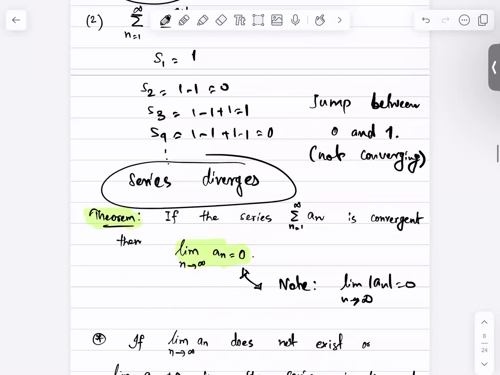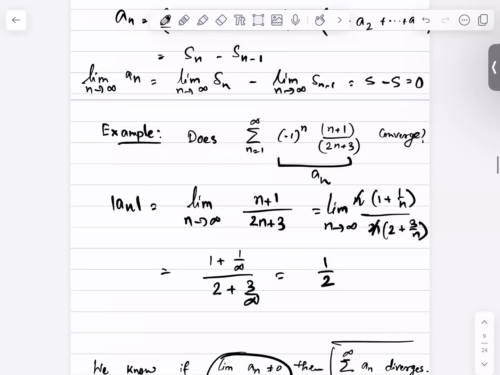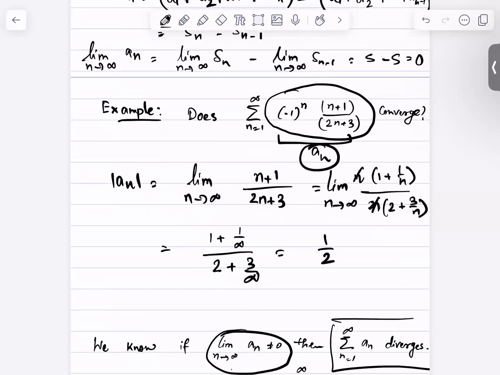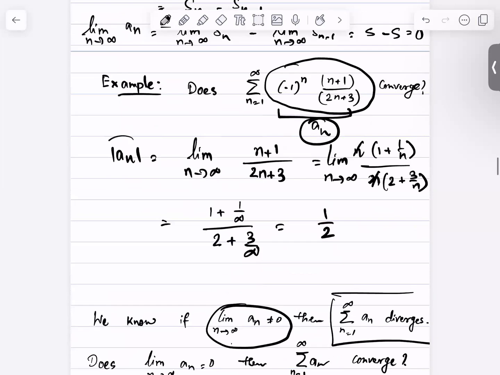But if I just consider the sequence that is in the sum of a certain series, then that is denoted by an. And that an is important for the divergence test. For the divergence test, we'll take the modulus of an and check whether that is going to 0 or not. If that is going to 0, then we are good, but we cannot tell exactly that the series is convergent.